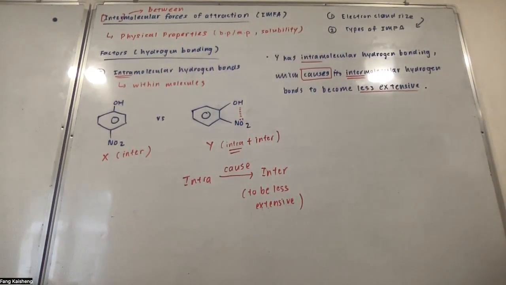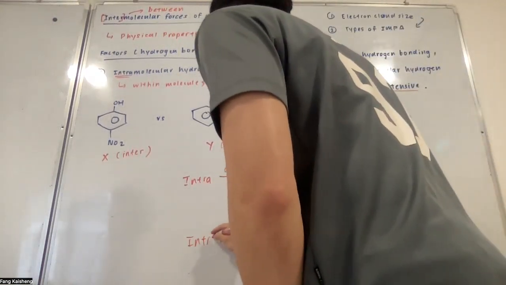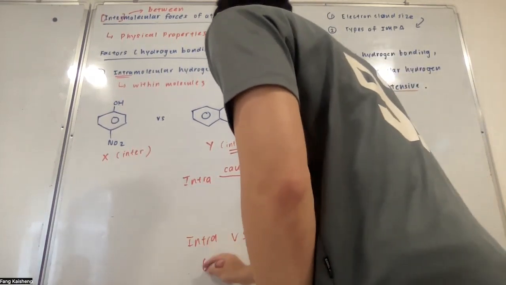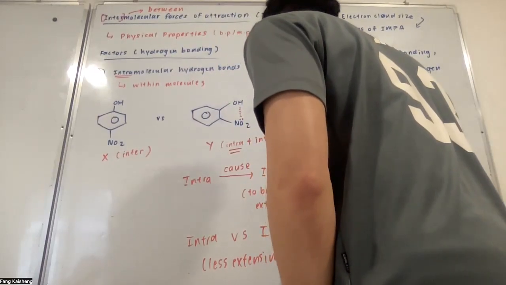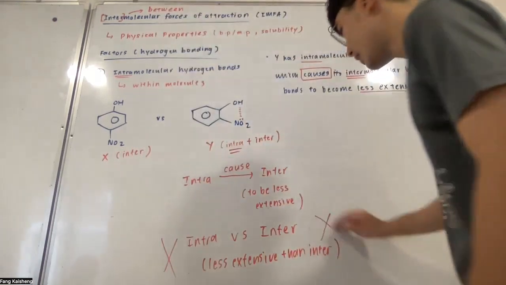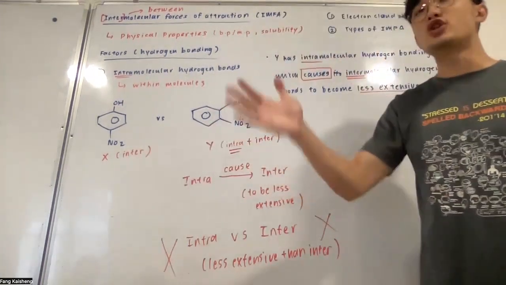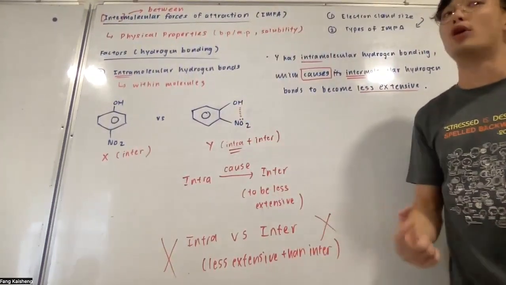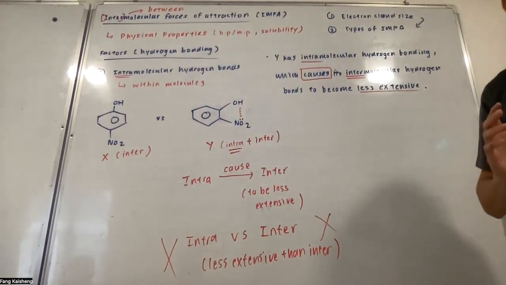Why is this so important? Because the misconception a lot of people have is this: Y has intra, X has inter, and Y's intra is less extensive than inter. This is wrong. It's not an intra versus inter scenario, because both of them eventually have intermolecular forces. But this one has the additional presence of intramolecular forces, which will undermine its intermolecular forces of attraction.